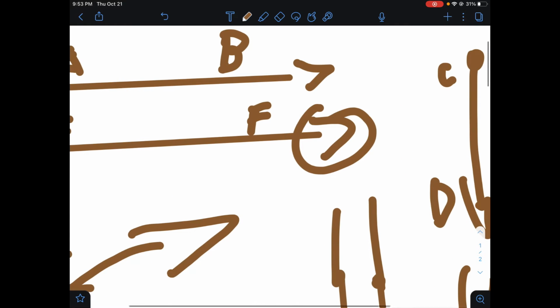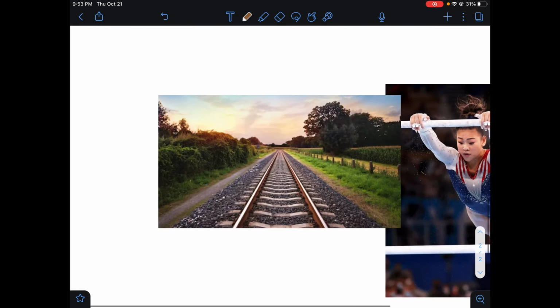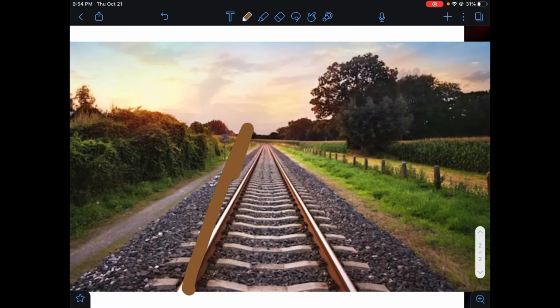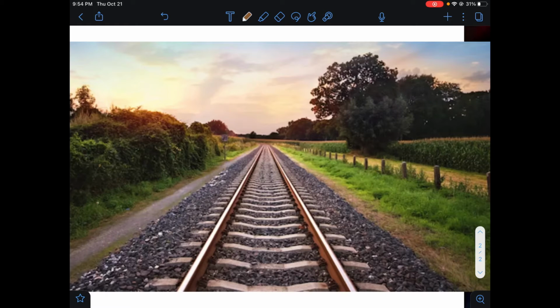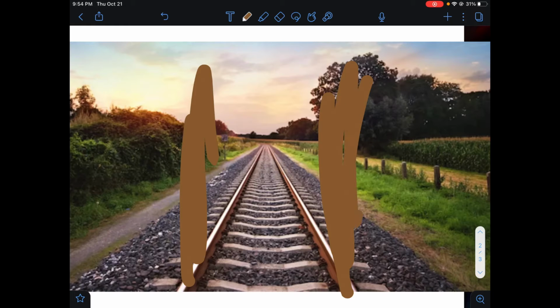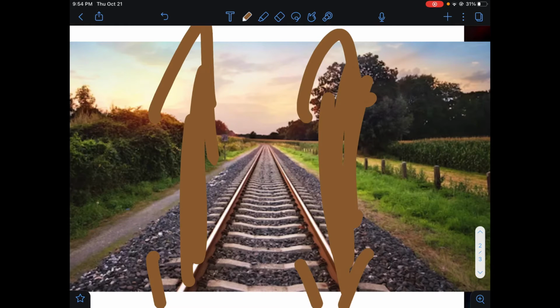Some examples in real life of parallel lines are train tracks. As you can see, train tracks don't crash with each other. They always go forward. At the angle of this picture it doesn't show, but if you see them from the top, they don't crash with each other.